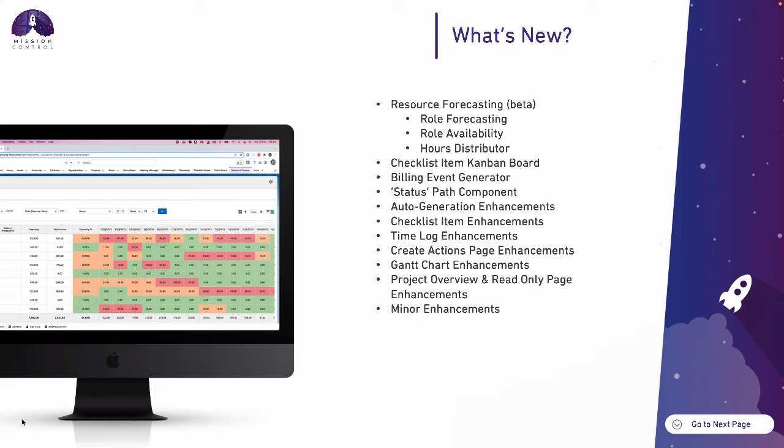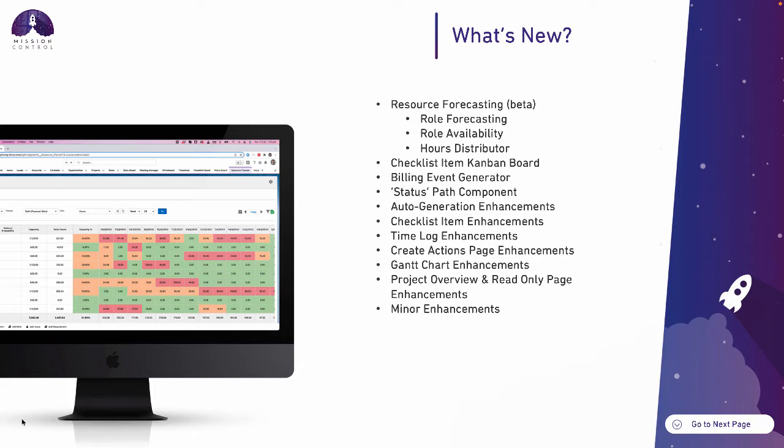We have a new path component that can be added to the project, milestone, or action that will give you the ability to see a summary of the status of all of the records underneath that. So, for example, if I'm looking at the project and I'm viewing that path component, I will see the status of all of the individual milestones that relate to that project.